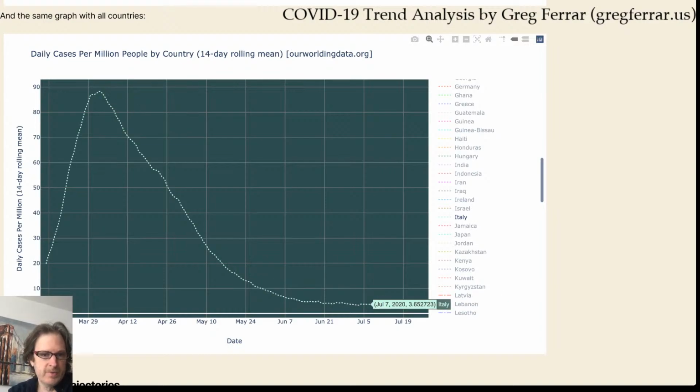But Italy just has this perfect little curve here. They peaked, they locked down, they got over it, recovered for whatever reason, and now they're down at 3.5, which is nothing. Their daily cases per million are very, very low.